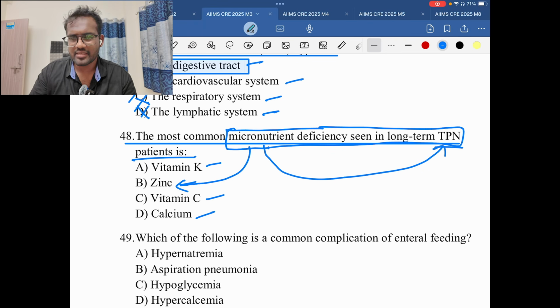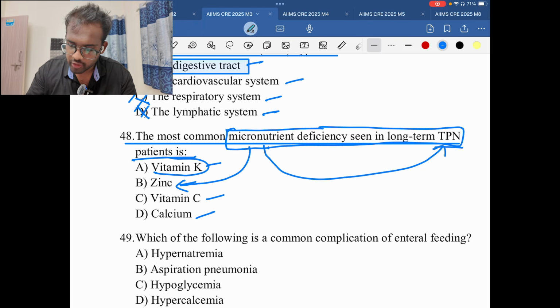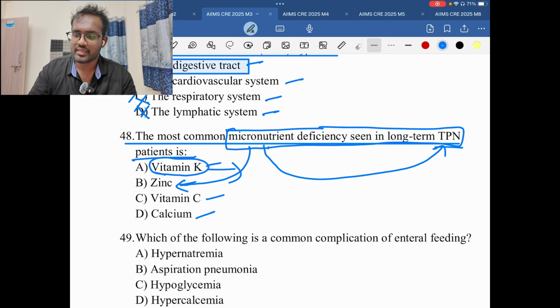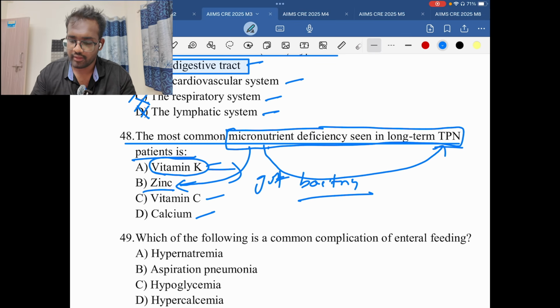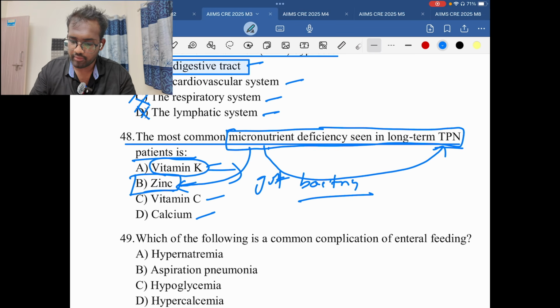And in some cases there will be deficiency of vitamin K also, because vitamin K is synthesized in the gut by gut bacteria. Okay, it's synthesized as vitamin K2, menaquinone. There will be deficiency of vitamin K2, but the most common is zinc. It is for long-term TPN. So the answer will be zinc. Always remember that.